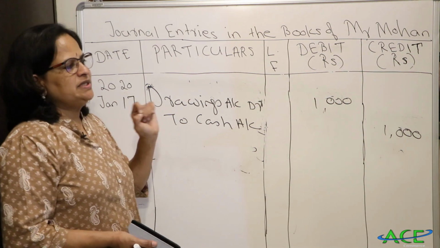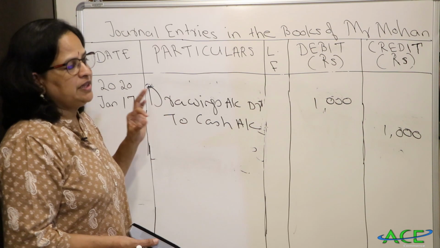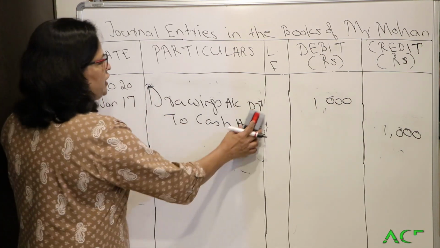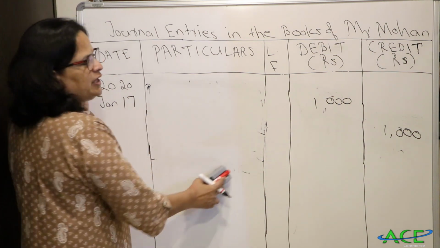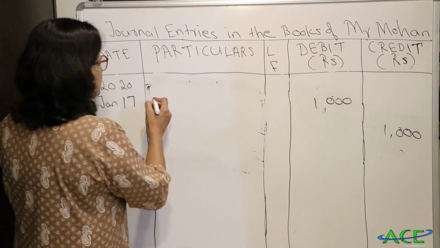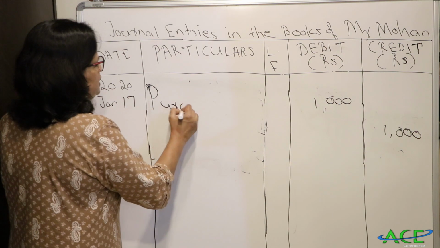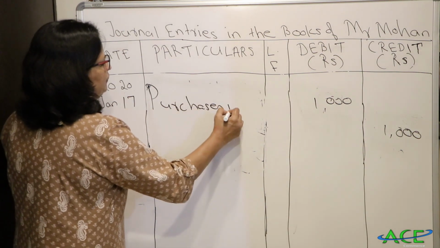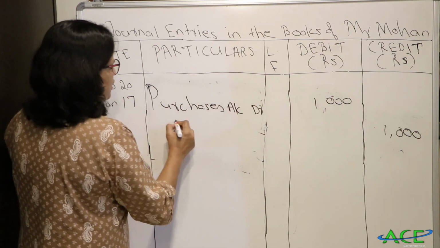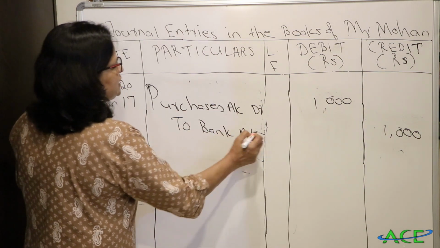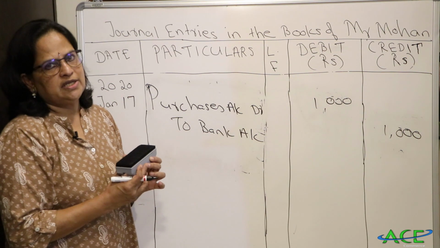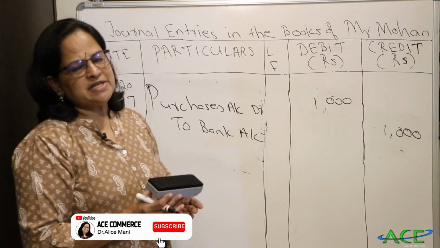Next is goods purchased for rupees 5,000 and paid by cheque. So here you have to remember, it's not cash payment. When you are buying goods, you are getting purchases. So purchases account debtor to bank account 5,000. So these are the important transactions.